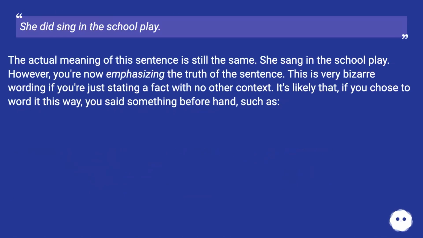She did sing in the school play. The actual meaning of this sentence is still the same. She sang in the school play. However, you're now emphasizing the truth of the sentence. This is very bizarre wording if you're just stating a fact with no other context.